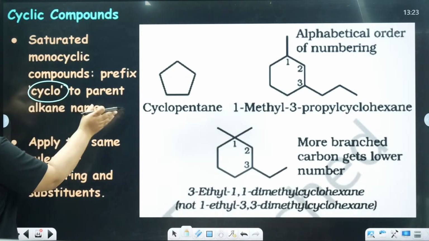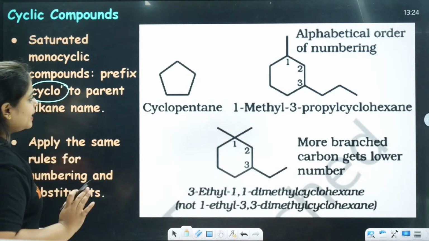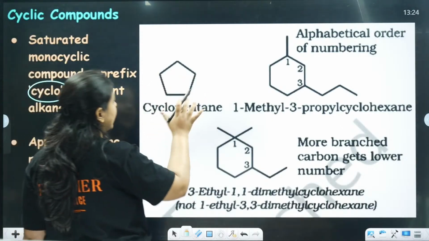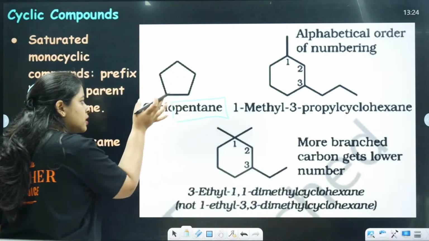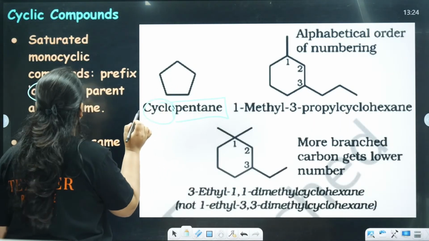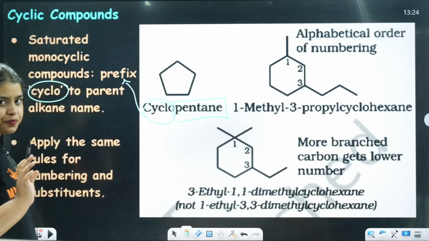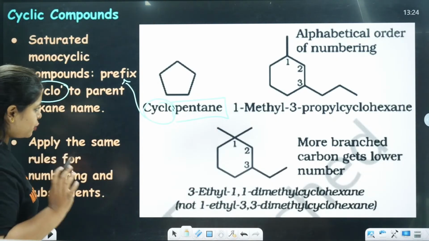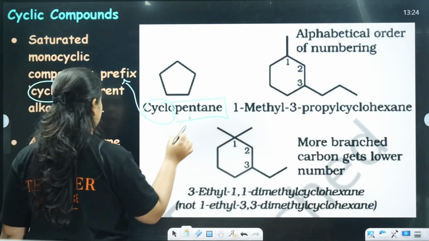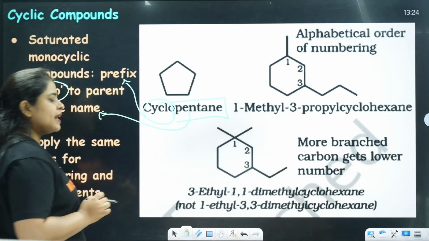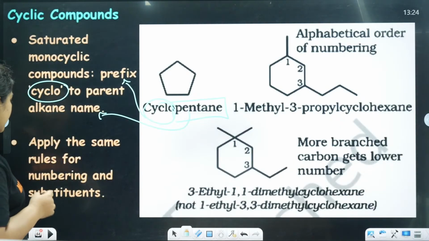So with whichever parent alkane name there is, we must mention cyclo. For example, this is actually a pentane. For this pentane, before that we need to add cyclo. Cyclo is going to be the prefix and pentane is going to be the parent alkane name. Next, apply the same rules for the numbering and the substituents.